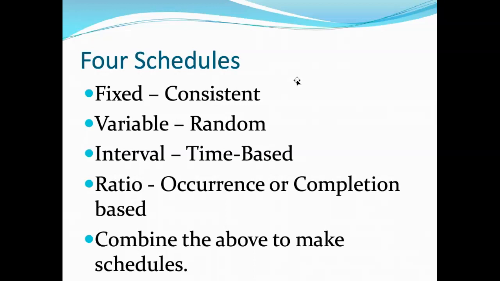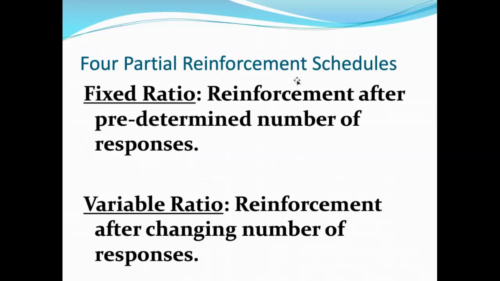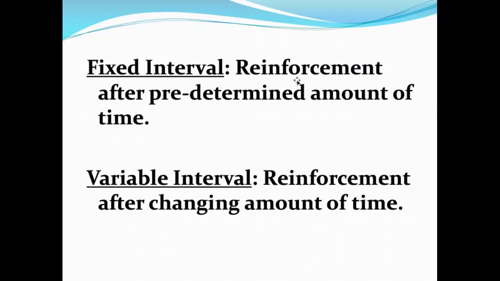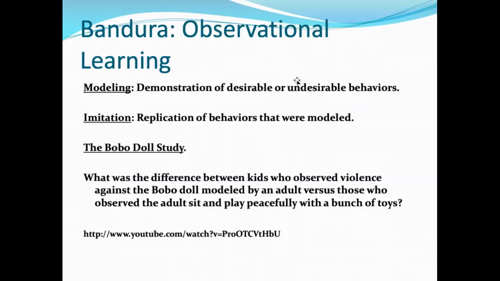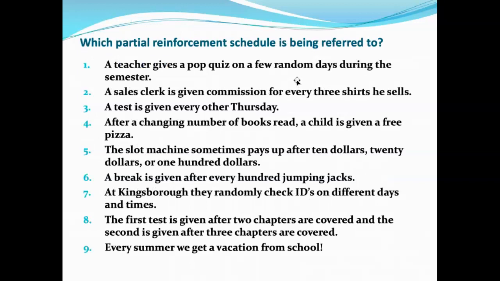Okay? So, just examples, definitions, fixed ratio, variable ratio, and here are the definitions: fixed interval, variable interval. Okay? All right. You can have some examples of this to go through it. A teacher gives a pop quiz on a few random days during the semester. It is variable interval, because time, different days during the semester. And because it's random, it's variable. I'll give you one more example here.